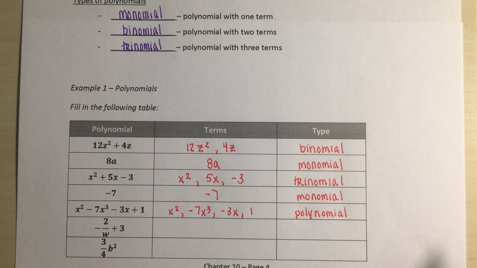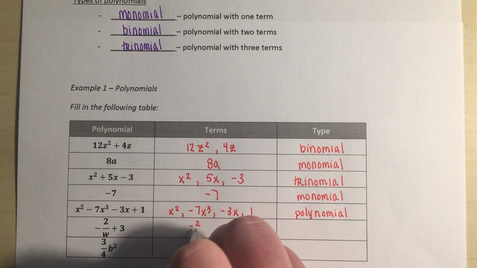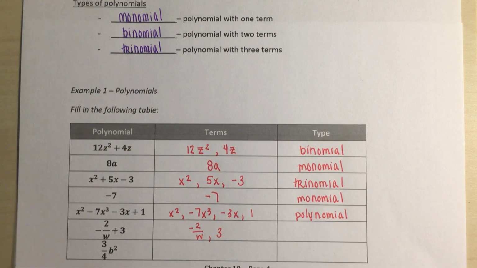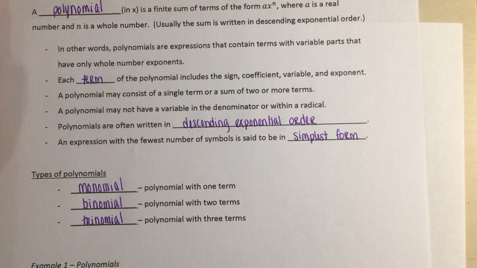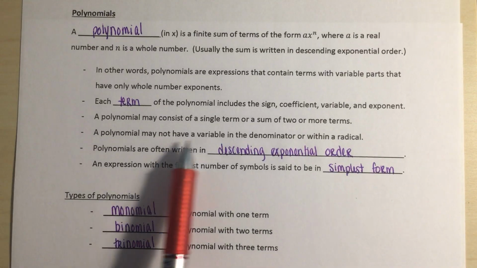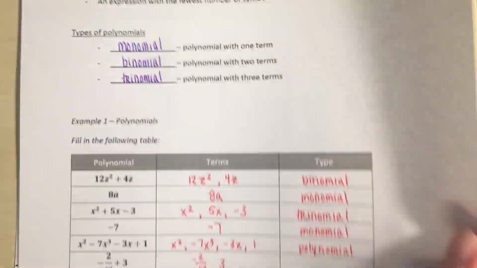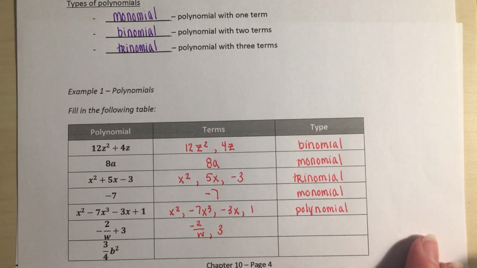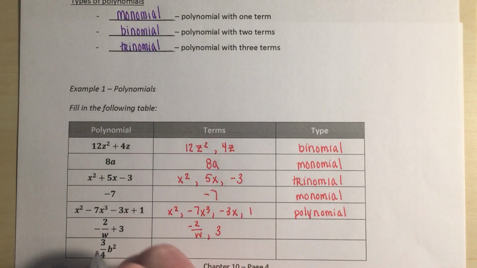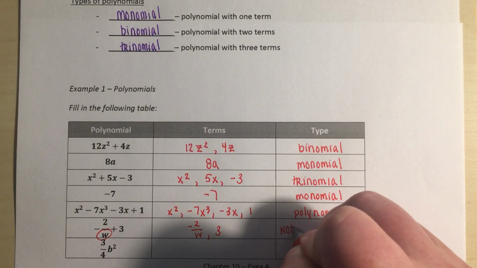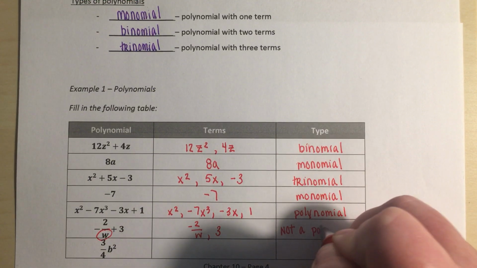In our next one, our terms are negative 2 over w and positive 3. Right? Going back up here, remember that we were told that a polynomial may not have a variable in the denominator or within a radical. So what that means is because we have this variable in our denominator here, right, this w causes a problem for us. This one is not a polynomial.